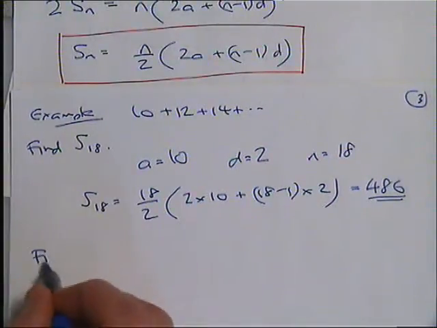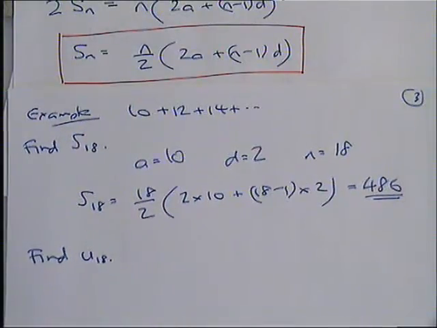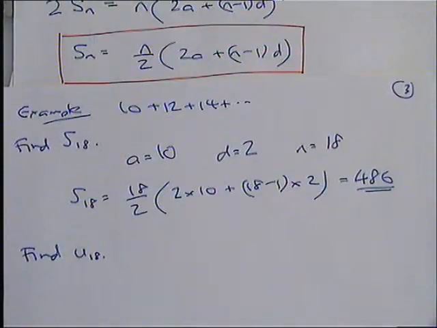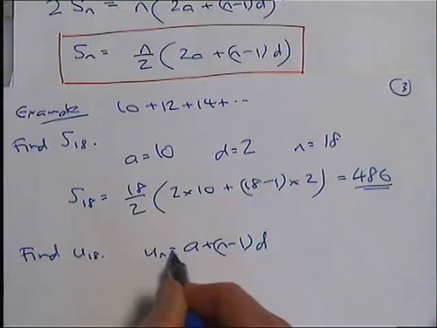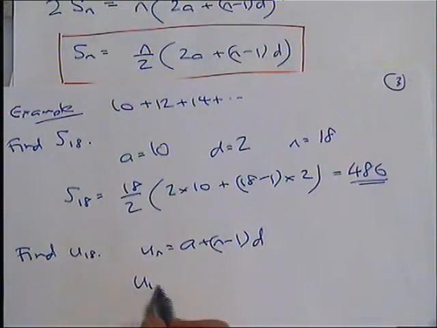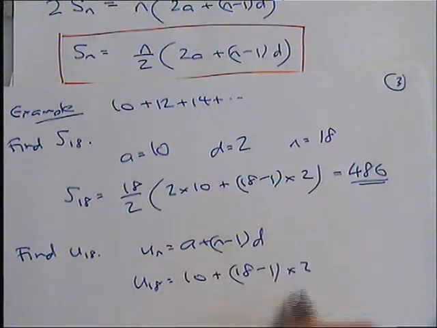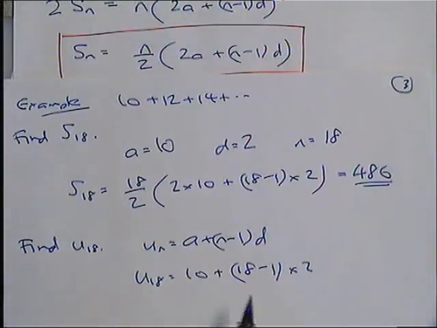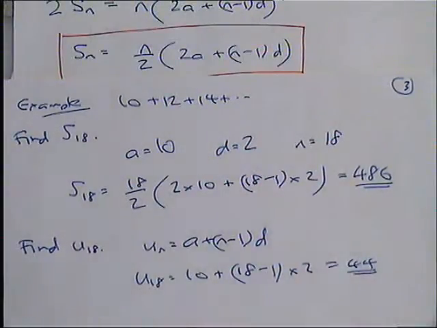And if I said as well, what was that 18th term? How could I find out what that 18th term would have been? Which formula would I have used to find the 18th term? The A plus N minus 1D. Yeah, that gives me my nth term. So if I'd wanted to know what the 18th term was, U18, it would have been A plus N minus 1 lots of D. And that will be 17 times by 2, 34, plus 10, that will be 44. Everybody okay with that one? Okay.